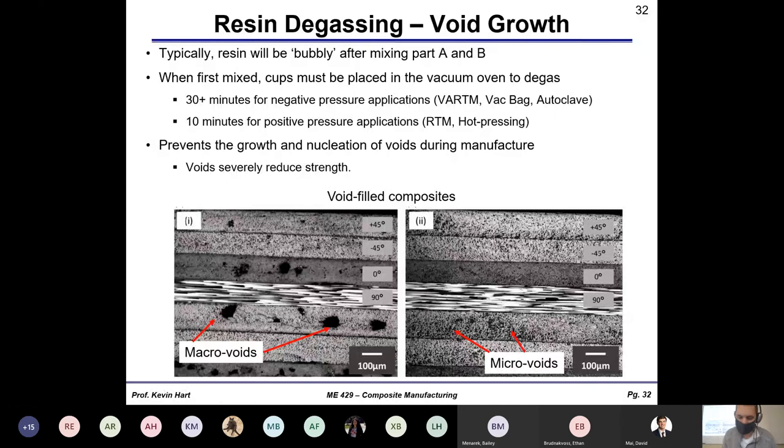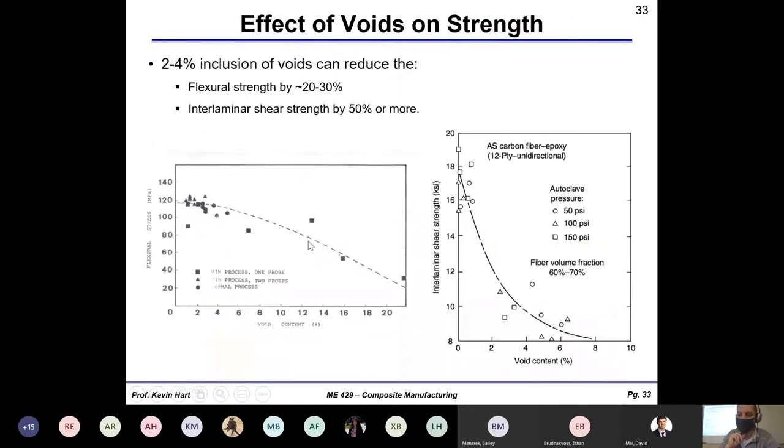So if you're ever manufacturing composites and you don't degas your resin, you're going to be in a pretty tough spot, all right? These voids reduce strength severely. And these graphs are meant to depict the levels of reduction of properties that you might have if you have voids included in your piece.